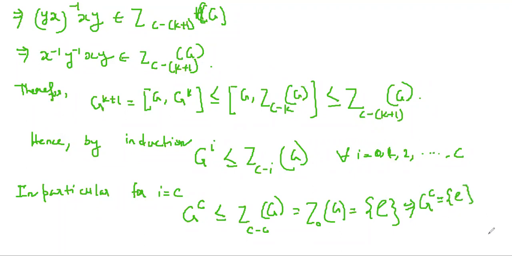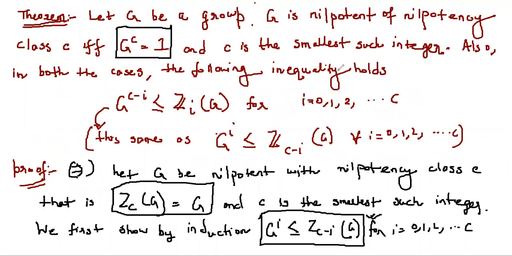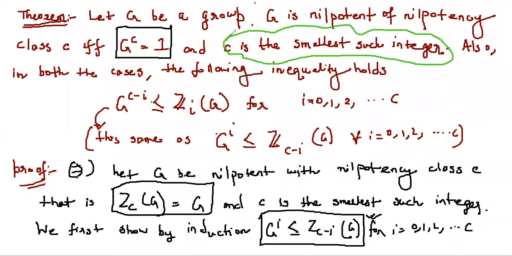So let's look at our theorem, what we wanted to prove. We wanted to prove that if it is nilpotent, then G^C is the identity. G^C is 1, which is the same as, sometimes we write 1, sometimes we write the bracket T, that is the trivial group, which means the same. But then this part is still not done, right? C is the smallest positive integer, right?